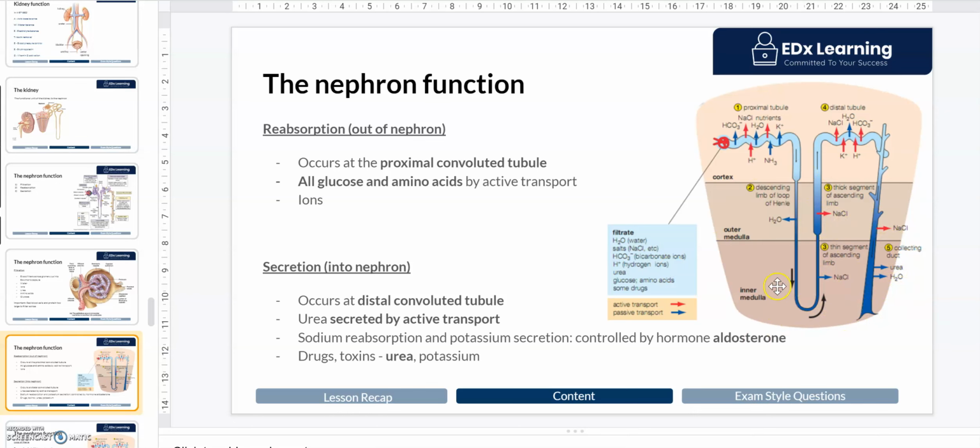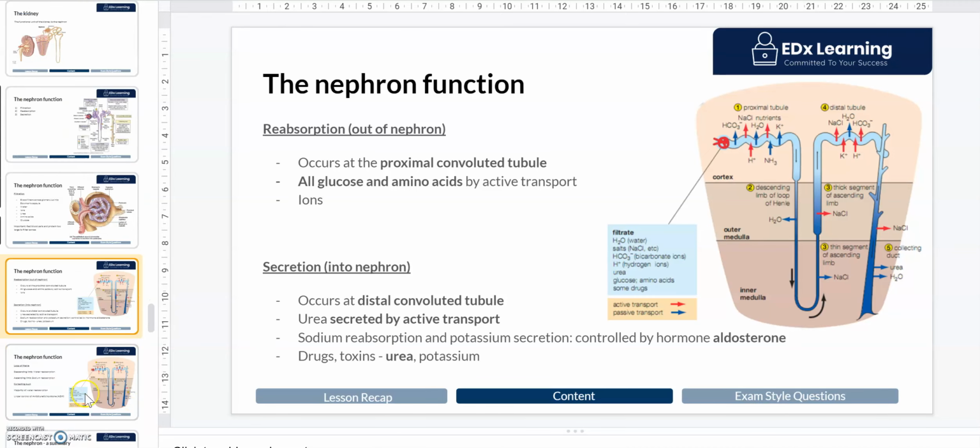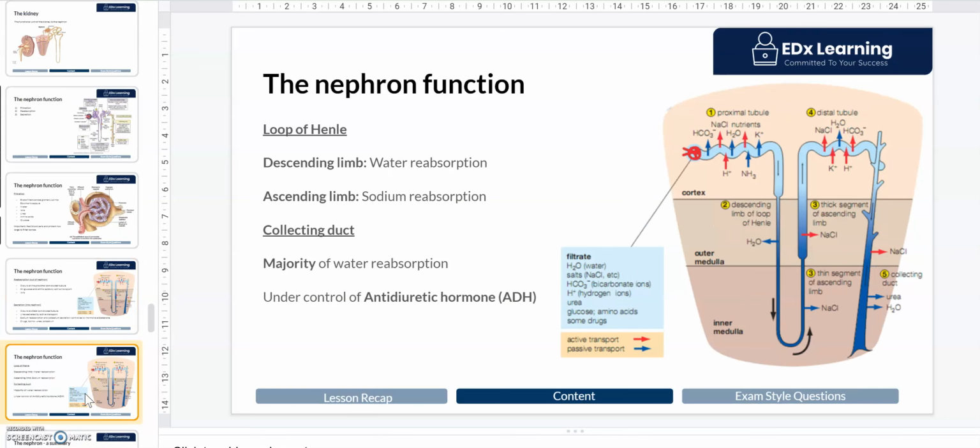Contrast that to if you consume 6 liters of water in that day. Hormones will then not act at this region, you will not absorb water, and hence the urine composition will be large volumes of dilute clear urine. Good. And this is exactly what we've mentioned here. Descending limb is water reabsorption, ascending limb is sodium reabsorption.